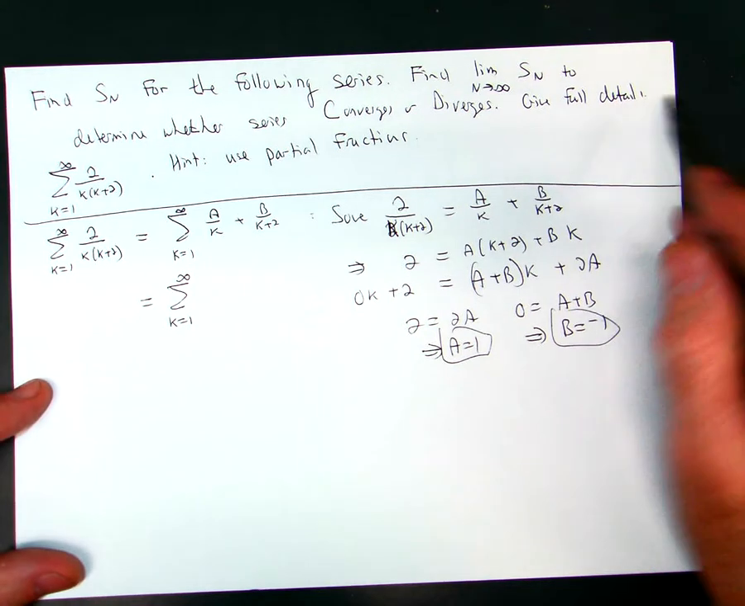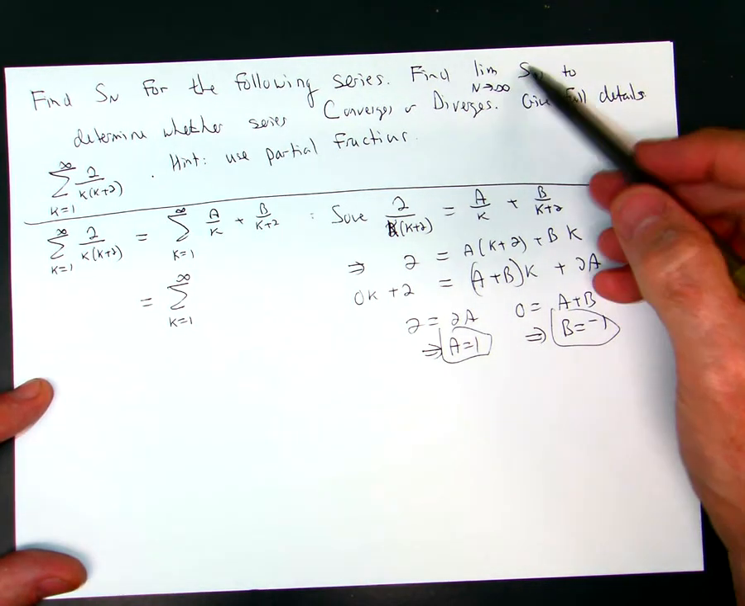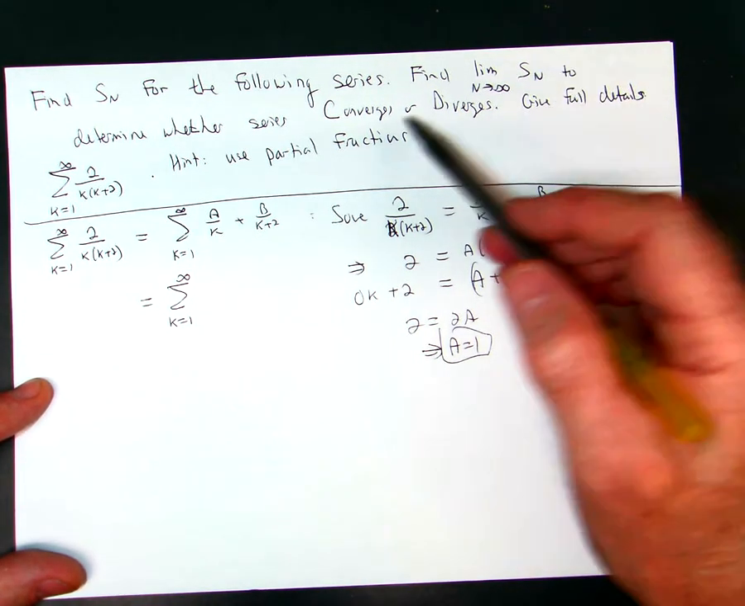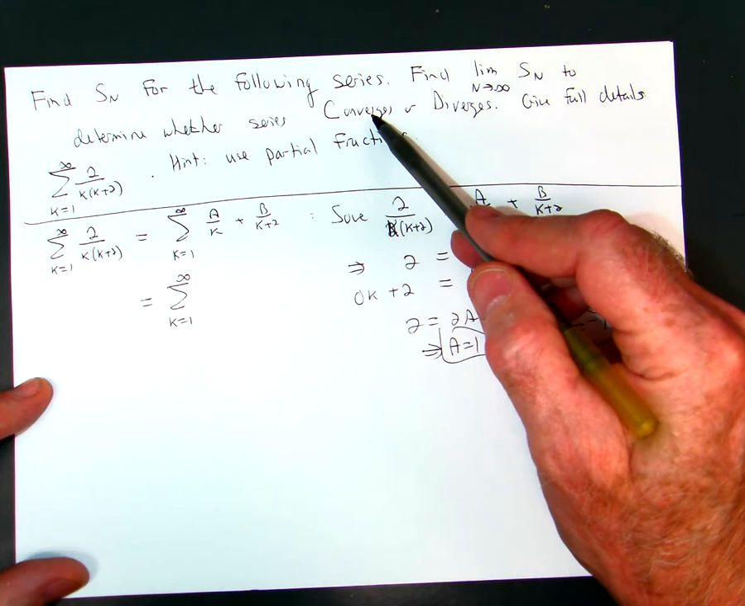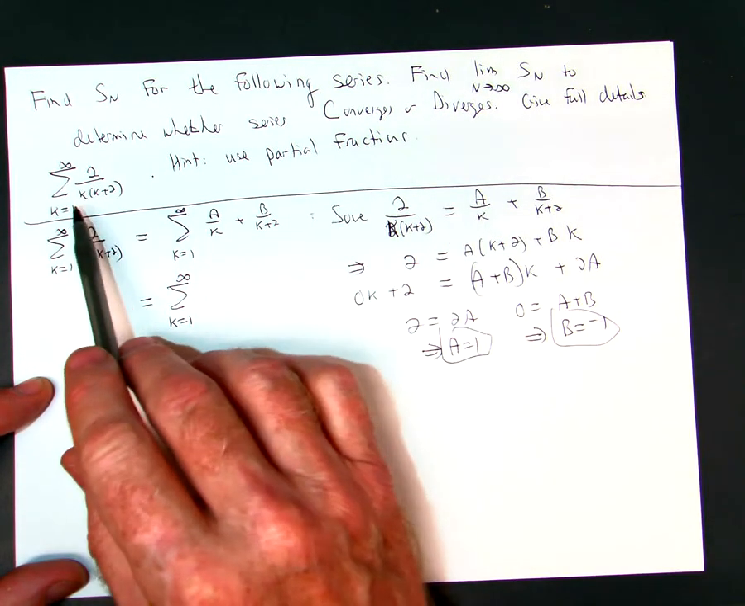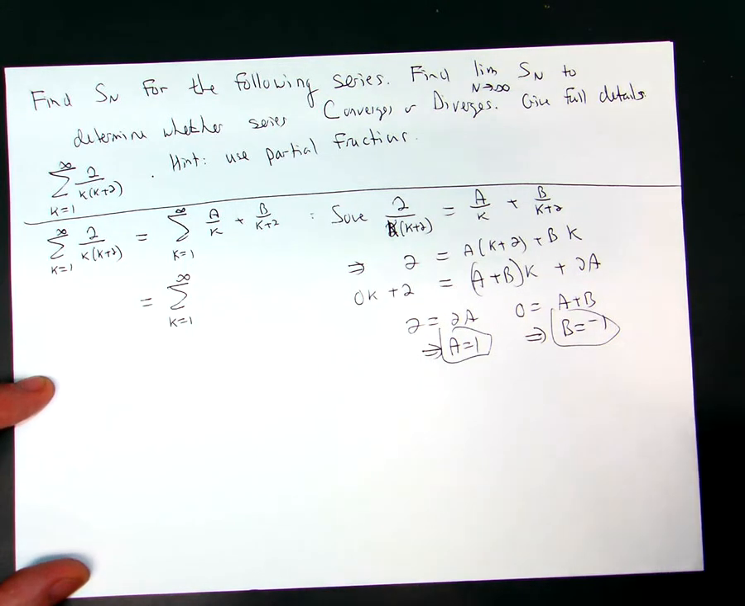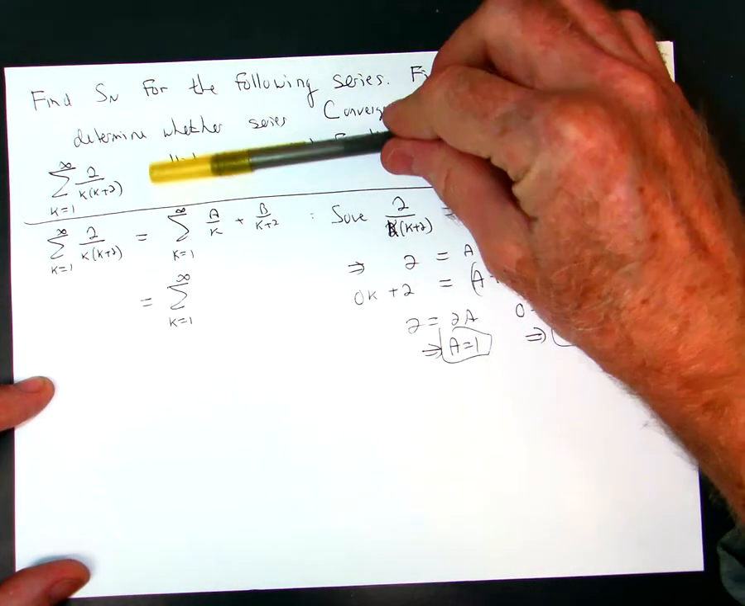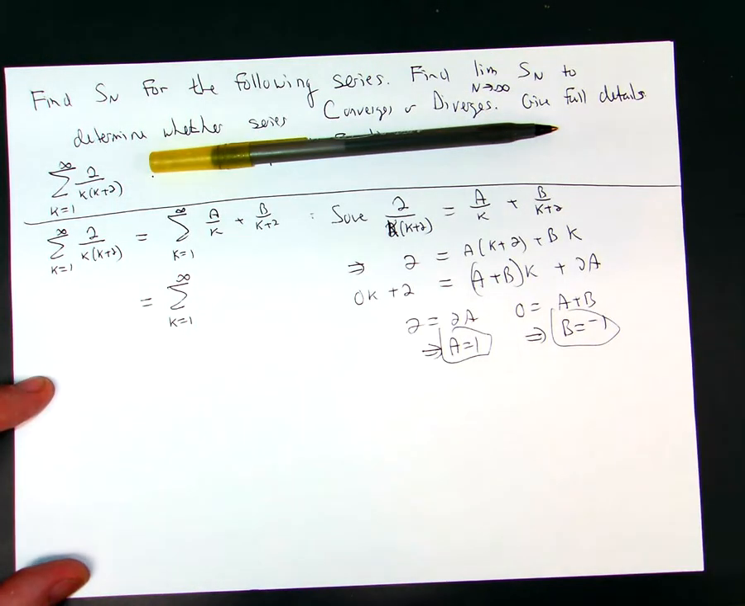Give full details. What this means is take this limit, show all the work, show what the series converges to if it converges, show why it diverges if it diverges. And in this problem here, I'm giving you a hint. Use partial fractions. Now, if you didn't see that hint, you'd say, boy, I hope this is a telescoping series. I'm going to use partial fractions to see if I can figure that out.